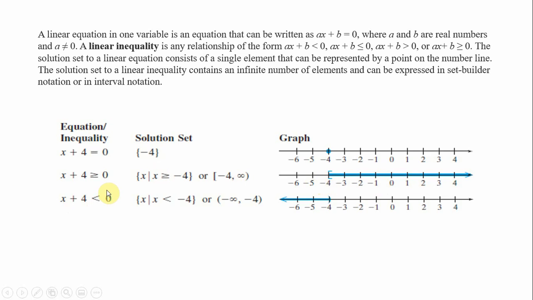How about x plus 4 less than 0? I solve the very same way, subtracting 4 from both sides, but I'm left with x less than -4. Here's our set builder: the set of all x such that x is less than -4. So those are from -infinity up to -4. I'm not including it because I have no equal sign. And when I graph this out with the parentheses here, all those numbers to the left are smaller than -4.